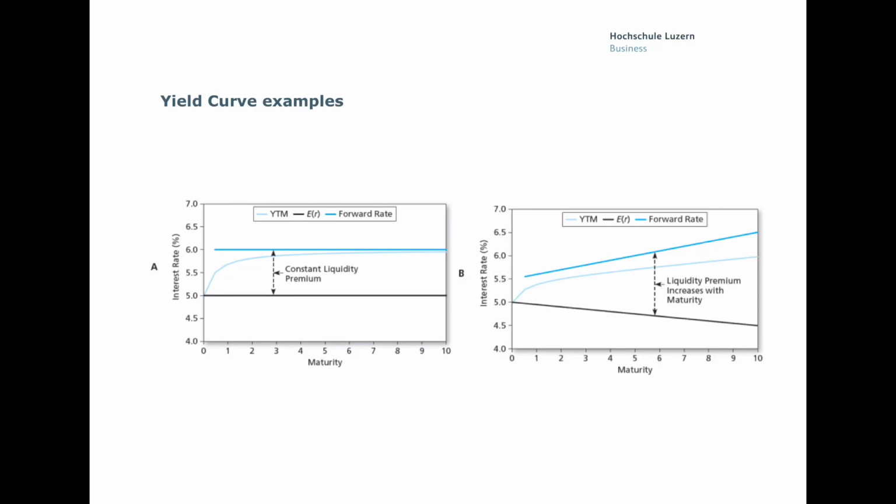Another example is related to the scenario where expected short rates are declining and liquidity premiums increase with maturity. Despite falling expected short rates, the positive and increasing liquidity premium implies rising forward rates over time, which leads to an upward sloping yield curve.